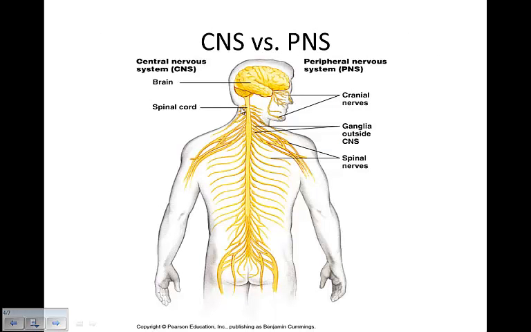And here's the difference between the central nervous system and the peripheral nervous system. Again, the central nervous system consists of the brain and then the spinal cord. And the peripheral nervous system are all the nerves that are radiating out. So here's all of your cranial nerves, all of the ganglia outside of the central nervous system. So they all radiate out from that central, and then your spinal nerves.